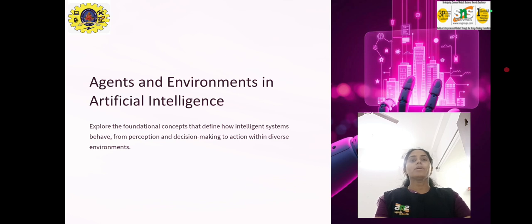Engineering. Today, we're going to see about agents and environments in AI. The basic concept of how AI systems operate by interacting with the world around them. Every intelligent system functions by sensing what's going on, making decisions and then taking action. The environment is everything the agent interacts with. This sets the stage for understanding the components that make an AI agent work efficiently.